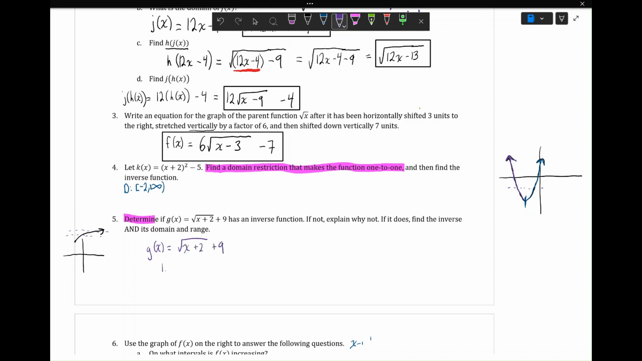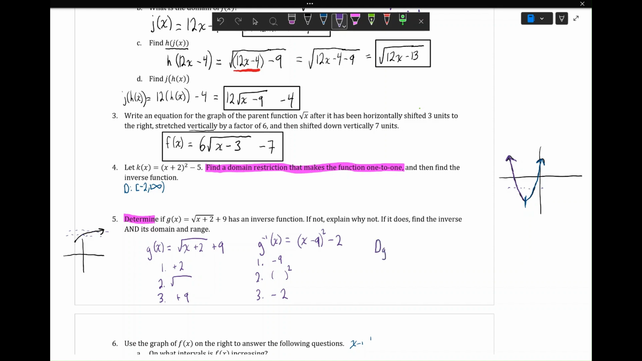The first thing that's done is I add 2. The second thing that's done is a square root. The third thing that's done is an add 9. So in the inverse, the first thing is the opposite of the last thing. So I have a minus 9 first. And then I take whatever I have and square it, because that's the opposite of the square root. And then I minus 2. So G inverse is x minus 9, all squared, minus 2. Now I need to find the domain and range of G inverse.